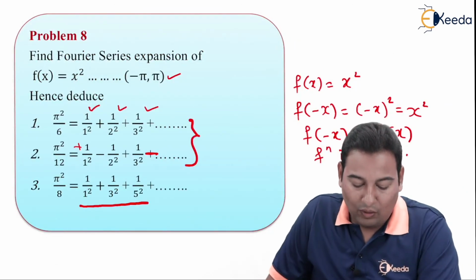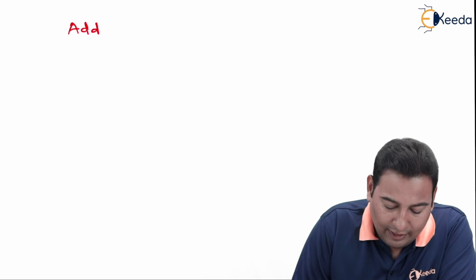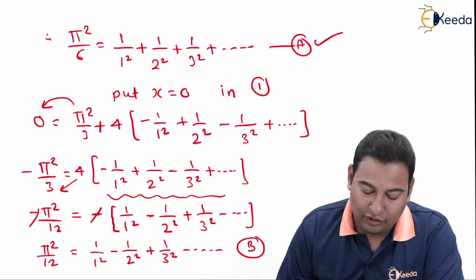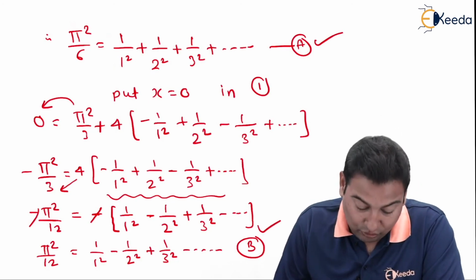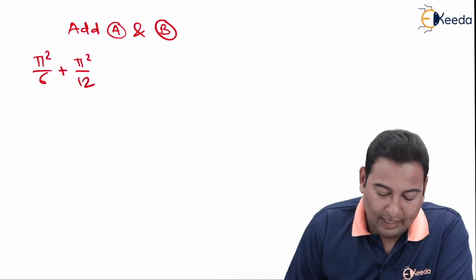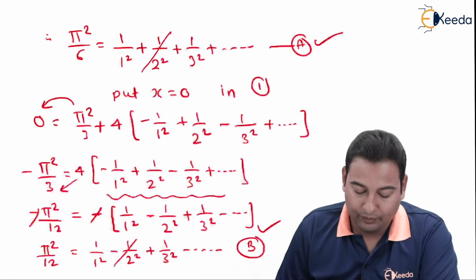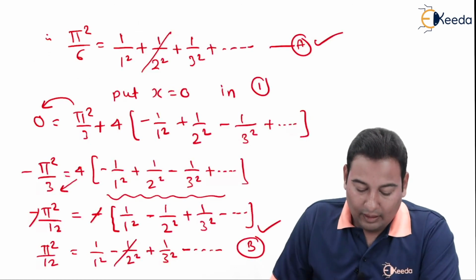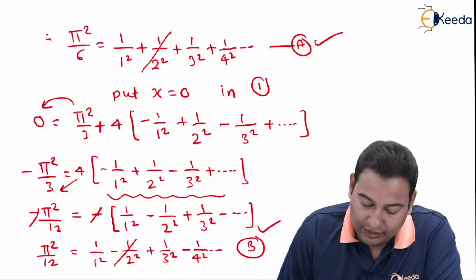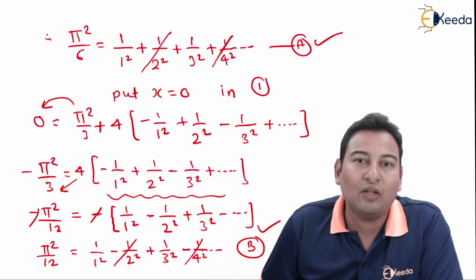Therefore, if I add 1 and 2, that is A and B that we got, we'll get the third deduction. Add A and B. You can have any names. Let's add A and B. This is A and this is B. On the left side it will be pi square by 6 plus pi square by 12. And on the right hand side, see friends, if we add, this term will be cancelled, and suppose this is the next term of the series, again that will be cancelled. All the even terms are getting cancelled. You will be left with odd terms only.